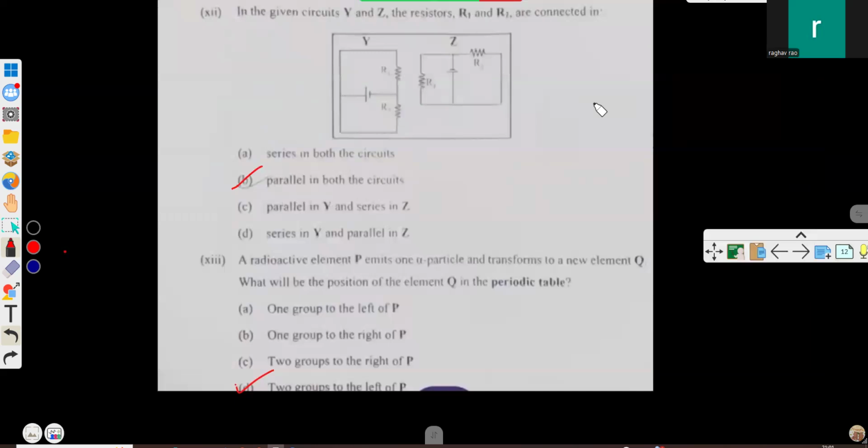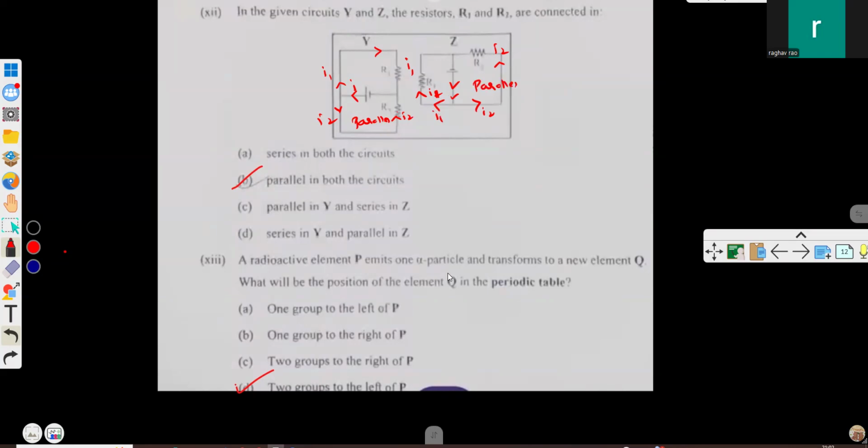Then let us come here. In the given circuits Y and Z, we have to see how the current is flowing. Let us suppose current I is coming like this. I1 will be flowing in this way, I2 will be flowing in this way. So in R1 and R2, different currents are flowing. If the current is getting split, then it is a parallel combination. Similarly in this also, the current is getting split, I1 going in R1 and I2 going in R2. That means this is also a parallel combination. So it is parallel in both circuits.